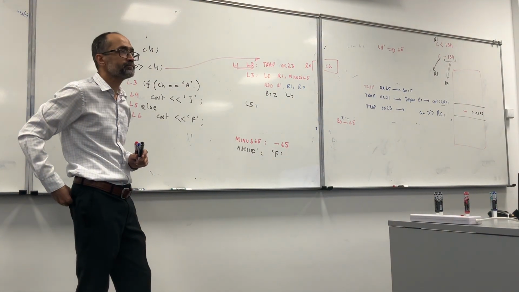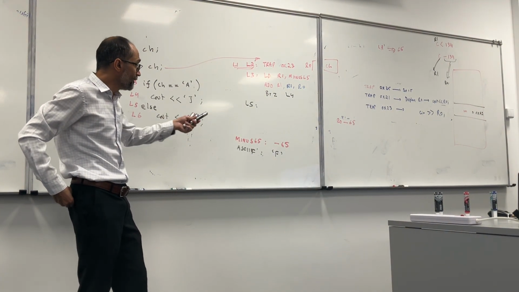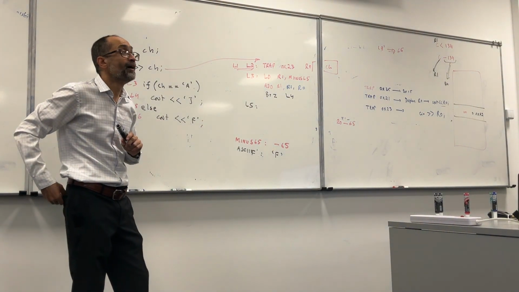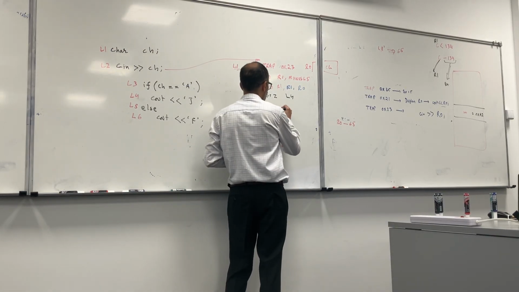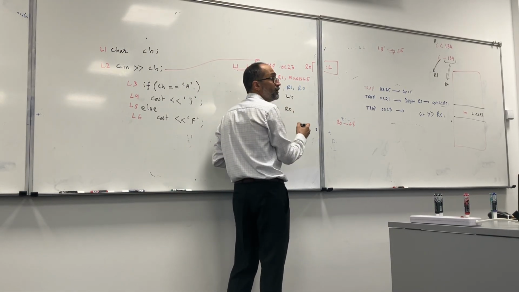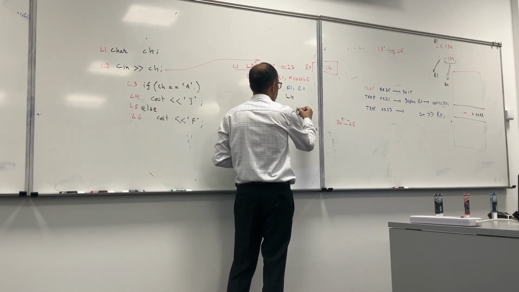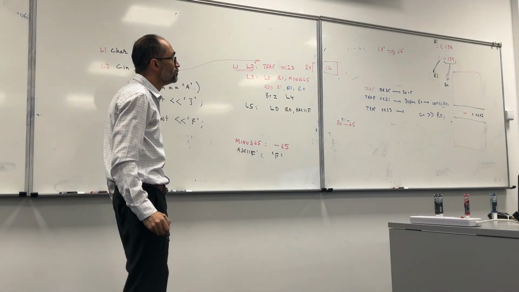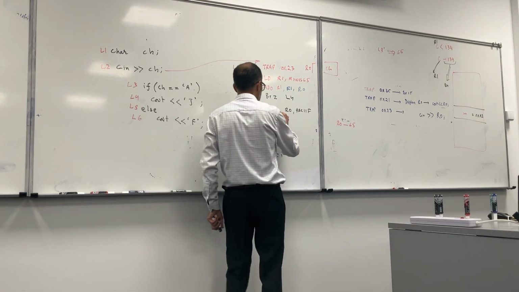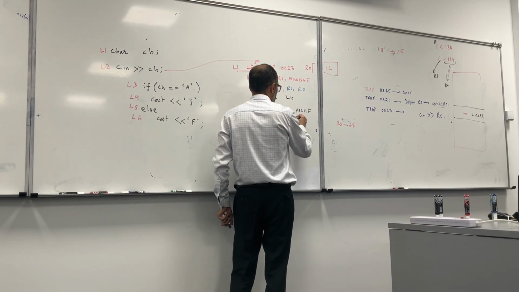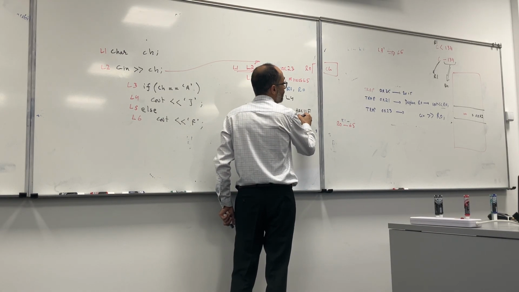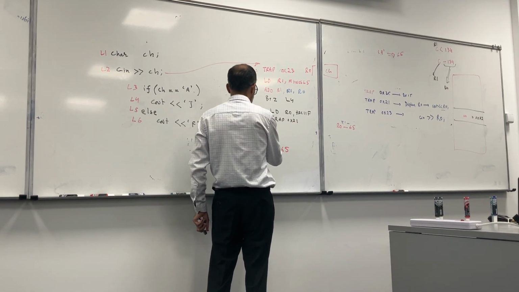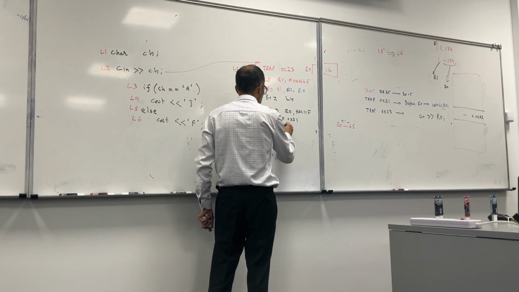Both solutions are correct. Okay, now we need to load this F where? R0. LD R0, ASCII F. And then we need to display it. What do we need to do? Trap 0x21. And then after this the program is finished. Exit. Trap.